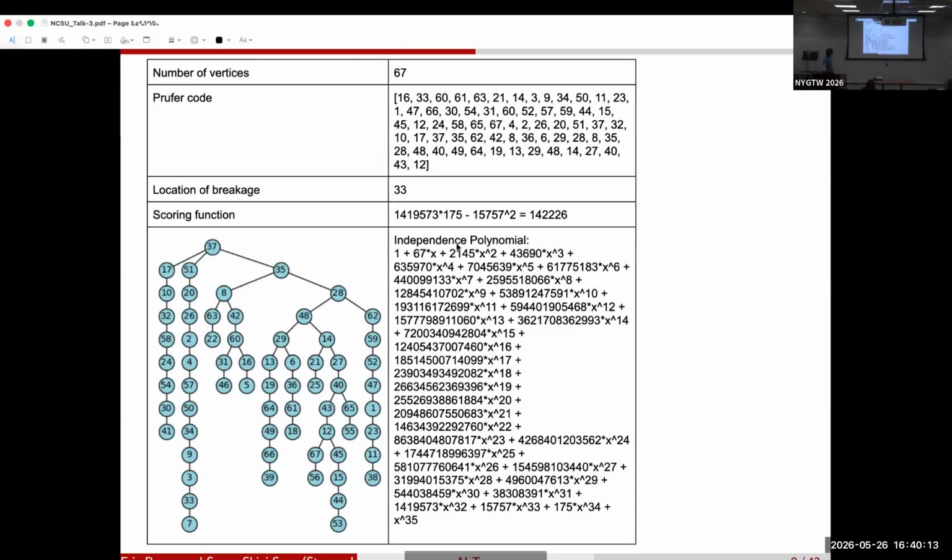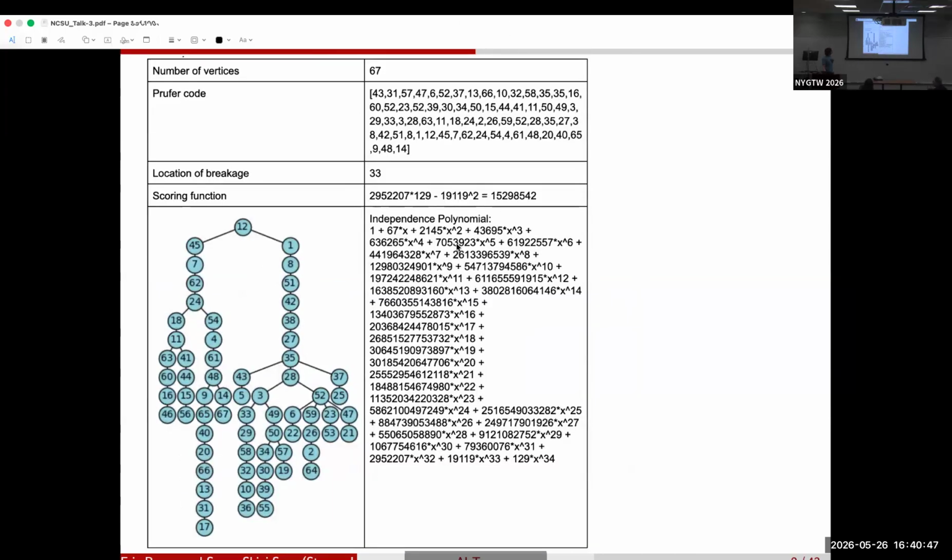Here's one on 67 vertices. Lots of subdivisions, right? Lots of degree 2 vertices, which, incidentally, for random graphs, is something you expect to be growing as n grows. Breakage at n over 2. To be clear, when I say n over 2, I take the floor. But in all the examples, yes, breakage at n over 2, and I'll get to that. Here's another one on 67 vertices.